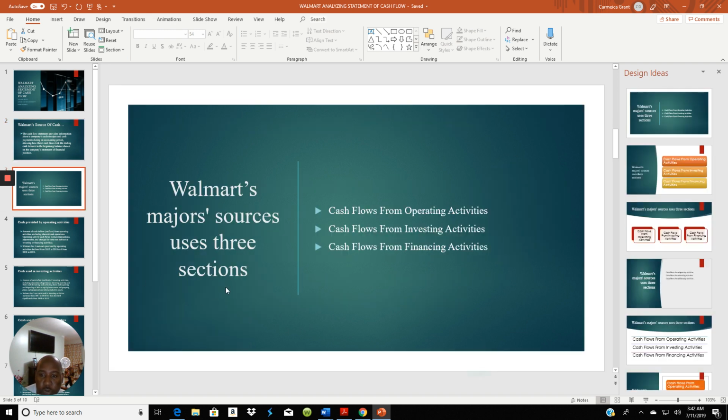Walmart's cash flow statement has three sections: cash flows from operating activities, cash flows from investing activities, and cash flows from financing activities.